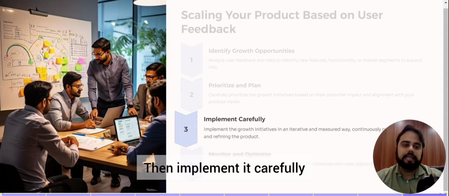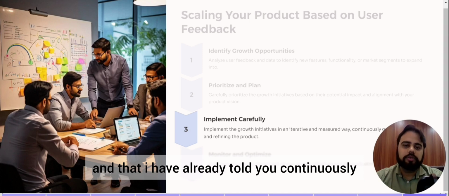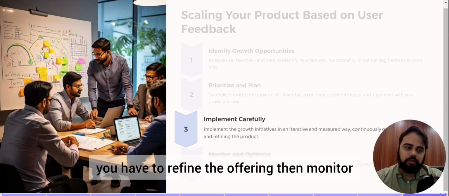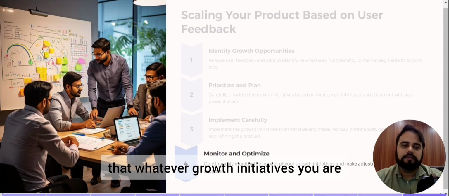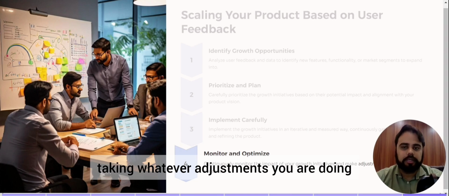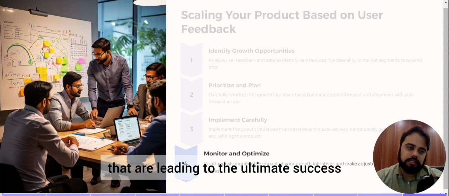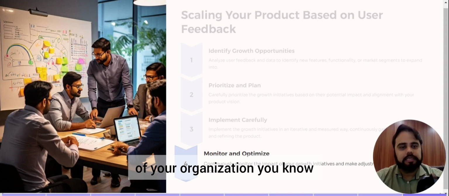Then implement it carefully. That I have already told you. Continuously you have to refine the offering. Then monitor and optimize. Always monitor and optimize whatever growth initiatives you are taking, whatever adjustments you are doing, so that they are leading to the ultimate success of your organization. That is what you have to make sure.